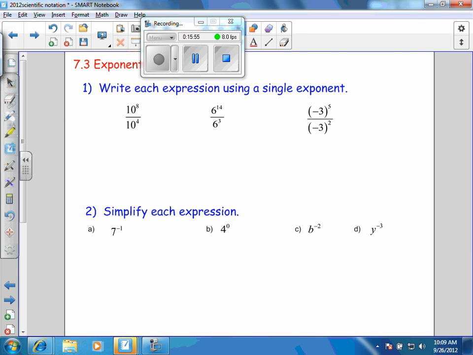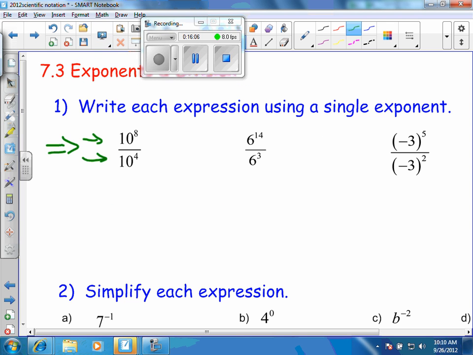Okay, so the first one is practicing when you have the same base. So we have a base of 10 and we have a division problem. You guys see that in the back? Better? So I'm dividing 2 numbers with the same base. So the long way would be to have a bunch of 10s up here. We don't want to do the long way unless we have to. You see why? 1, 2, 3, 4, 5, 6, 7, 8. And then on the bottom I would have 4 10s. So the long way is kind of cumbersome.